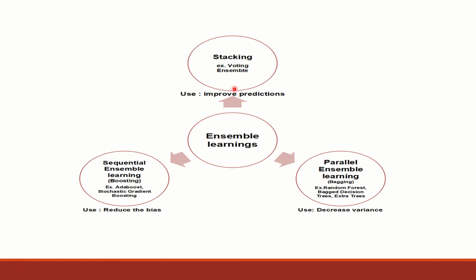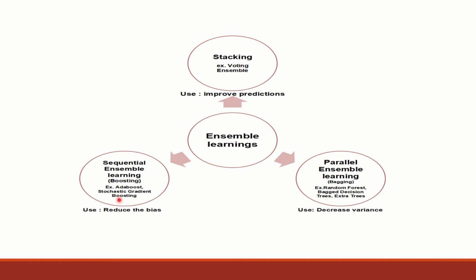Now let's see how stacking works. Stacking is basically used for improving the predictions, and it is basically for voting. So you have different stacks or different layers of predictors or learners, and from each one of them you will have your voting, and whichever gets the best will win. Then you have another model called parallel ensemble learning, which is bagging. You can run the same data in parallel with different models, and it will basically decrease the variance.